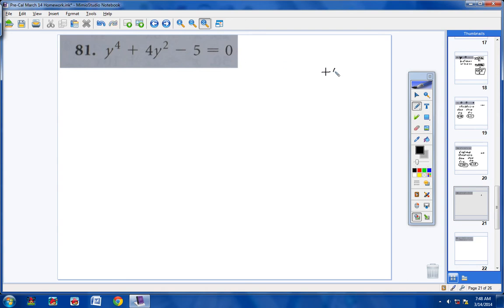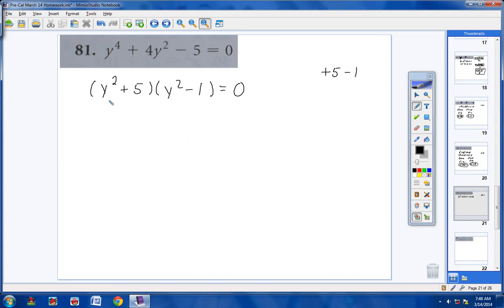I'm thinking this right here. If I have a +5 and a -1, I multiply them, I get a -5. If I combine them, I get a +4. So I'm ready to jump right to my parentheses mode. y squared +5, y squared -1.